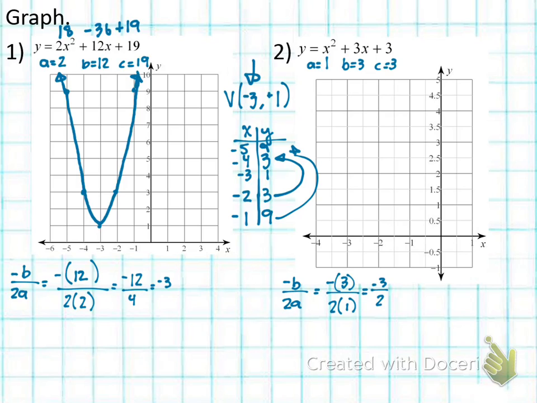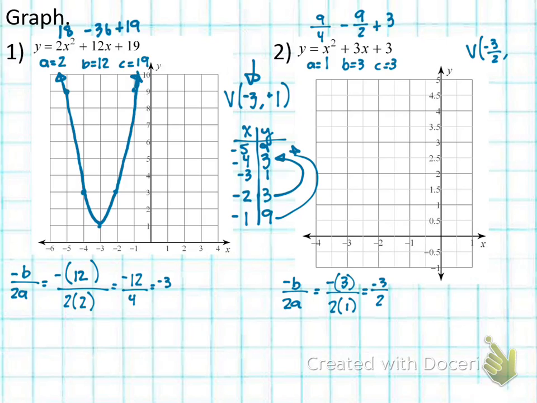Can I simplify negative 3 over 2? Yes or no? No. So now we have a fractional vertex. It's going to be a little bit harder. So we have negative 3 halves. Okay. Now to get the output, watch carefully, we have to plug this back into here. So negative 3 halves squared, or negative 3 times negative 3 is 9, and 2 times 2 is 4, so we get 9 fourths. And then we have negative 3 times 3 here, which is negative 9 halves, plus 3, okay?